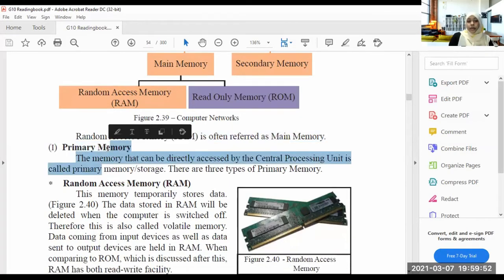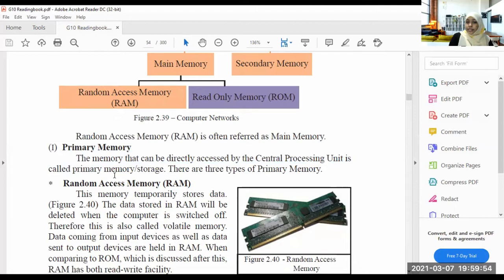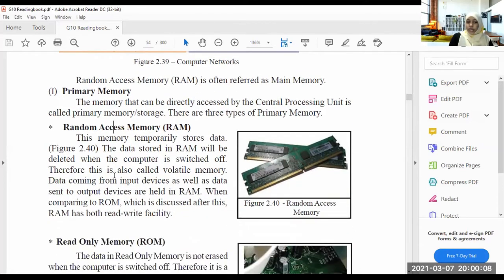Primary memory, the memory that can be directly accessed by the central processing unit, is called primary memory or storage. There are three types of primary memory, as I told you, right? Random access memory, read-only memory, and cache memory. Let's see what a random access memory is. A RAM stores the data temporarily, not permanently. Only temporarily it will store the data.